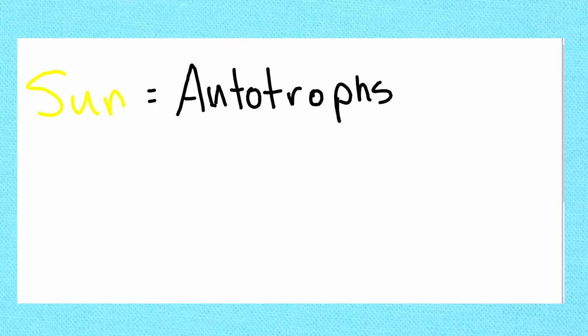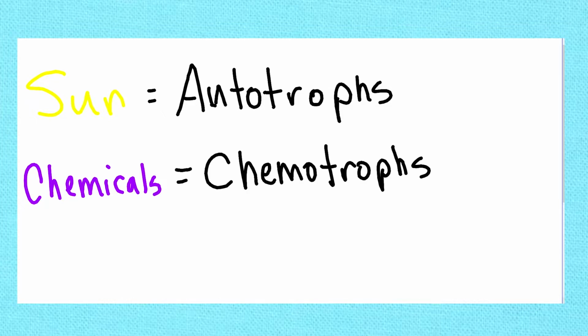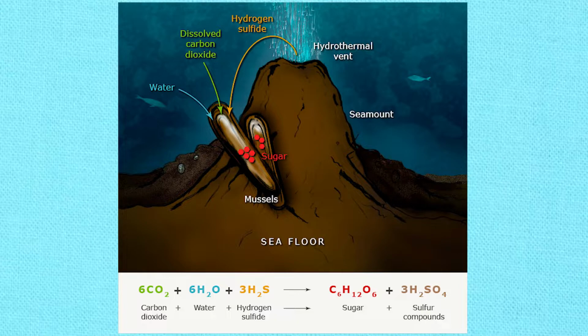If we use the sun, we know from previous units that is an autotroph, automatically making its own energy. So if we use chemicals, using the prefix for chemicals that we usually see, like in chemotherapy, we get chemotrophs. Now, this can be really complicated.